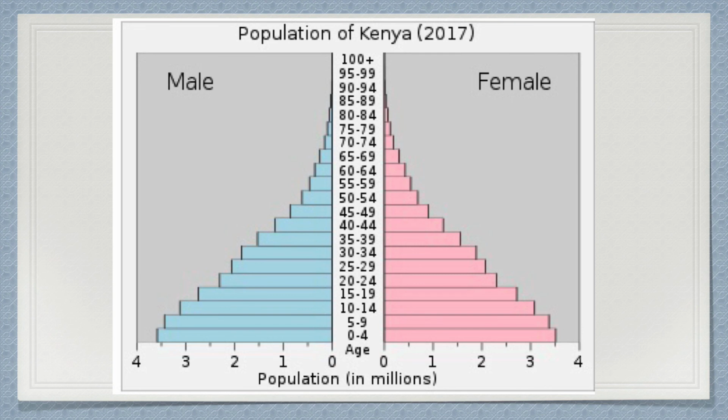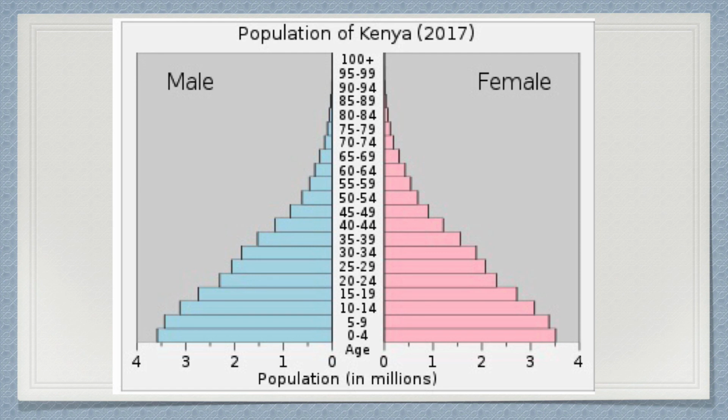This is the population pyramid of Kenya. Note that the base of the pyramid is very wide. This indicates a very high birth rate. As you go up the pyramid, the width drops off very quickly. This means many people must be dying. In other words, very few reach old age.